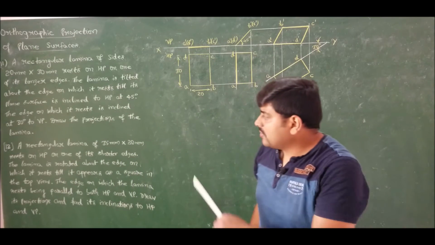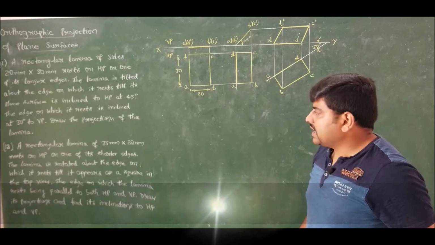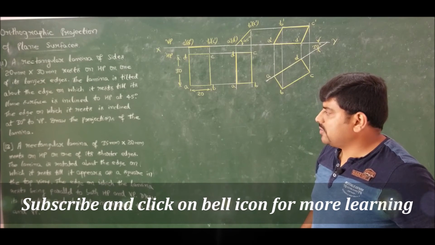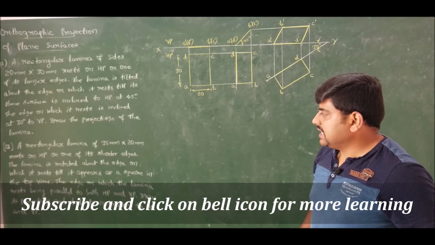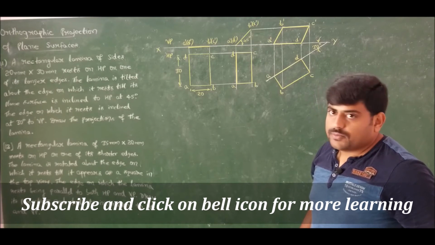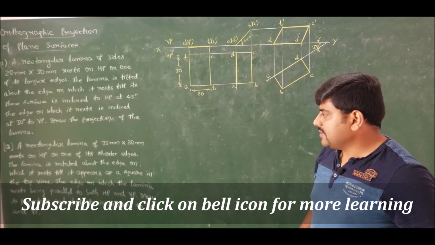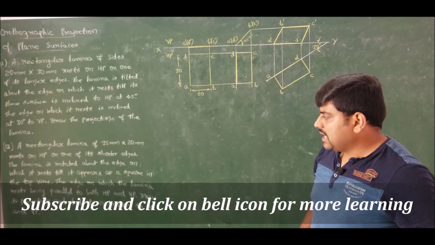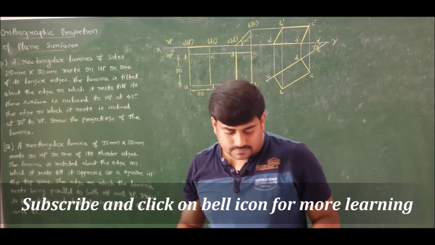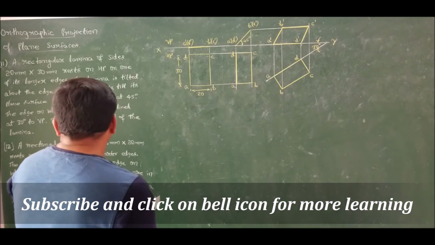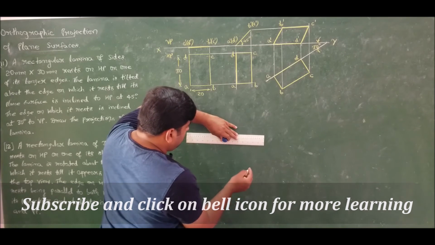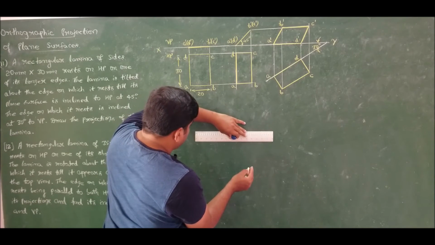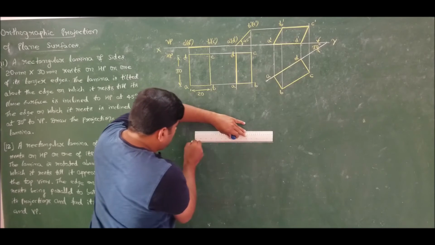Moving ahead, problem number 12 states that a rectangular lamina of 35 mm cross 20 mm rests on HP on one of its shorter edges. The lamina is rotated about the edge on which it rests till it appears as a square in the top view. The edge on which the lamina rests is parallel to both HP and VP. Draw the projections of the lamina and find its inclination to HP and VP. Come, let us solve problem number 12. So if I go for the solution of problem number 12, first let us draw the XY line.